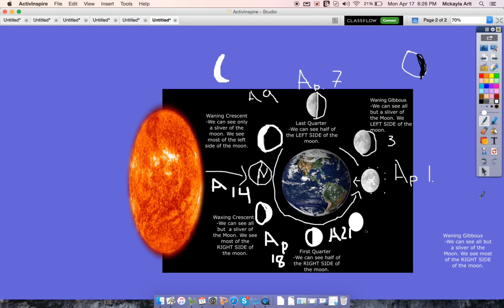So the last one that we have is called the waning gibbous. We can see all but a sliver of the moon. We can see most of the right side. So this one, I'm going to erase this so I can draw a little bit. This one, how we would draw it is we would have that black, this part completely white. That is called a waning gibbous.